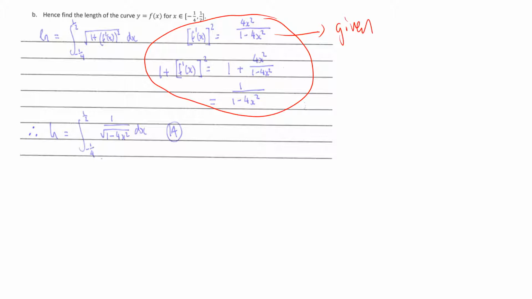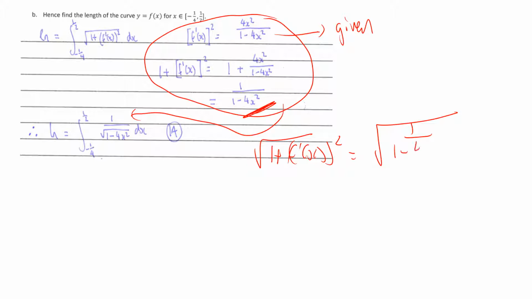So 1 plus that expression, let's get a singular algebraic fraction out of it. You've got a numerator of 1 minus 4x squared plus 4x squared. The 4x squareds eliminate each other, and you're left with that nice, neat expression for 1 plus f dash of x all squared. I take that expression and I return it to the square root. So the square root of 1 plus f dash of x all squared is simply the square root of 1 over 1 minus 4x squared, and of course that reduces to the integrand that you see before you.